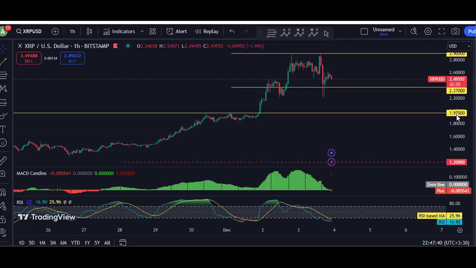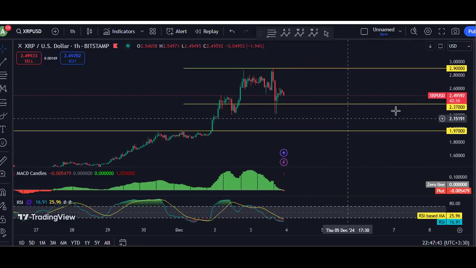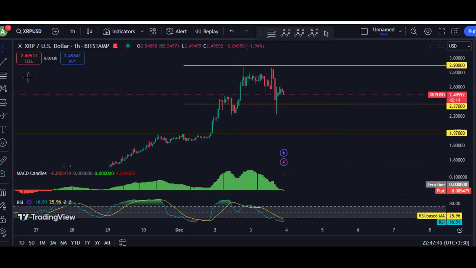XRP, we start with the 1 hour chart and we want to see what's next. Based on the 1 hour chart, as we can see, we have this correction. We want to see how we can look for a trade. First of all, since the price was within here after the breakout of 1.97, we have been looking for 2.37, followed by 2.9. And now we see the price exactly tagged. There was no breakout of 2.9 and 2.37 has become a support.